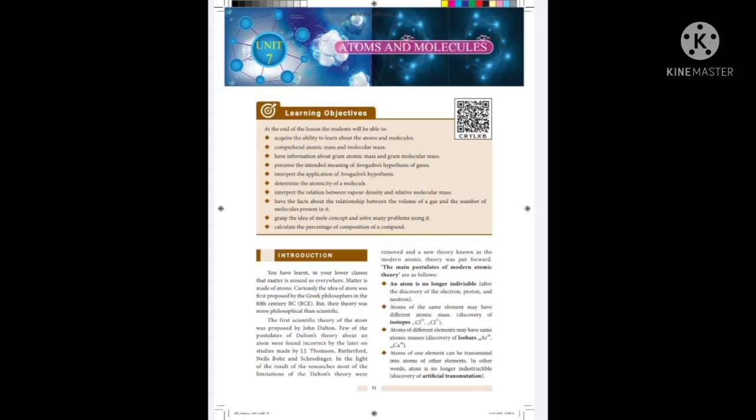You know very well, science is one of the interesting subjects. Now I am taking the lesson, unit number 7, atoms and molecules. The word atom you heard from 6th standard. Before Christ, people thought that atoms are inseparable, unbreakable. Atom means unbreakable. After that, scientists proved atoms are breakable.